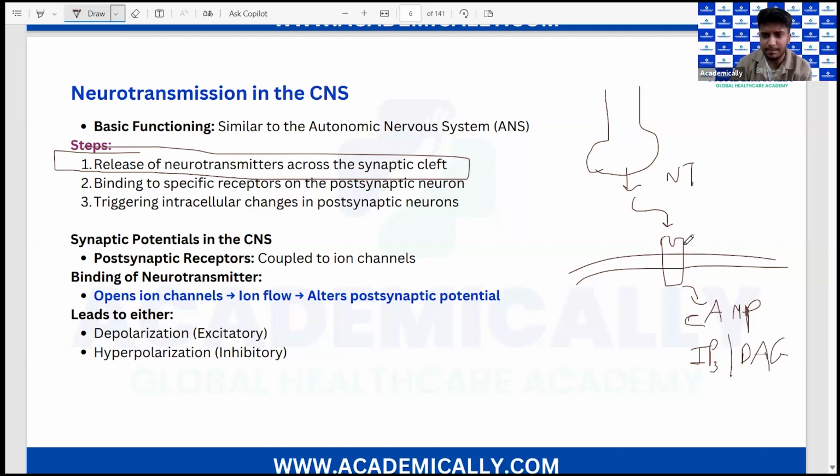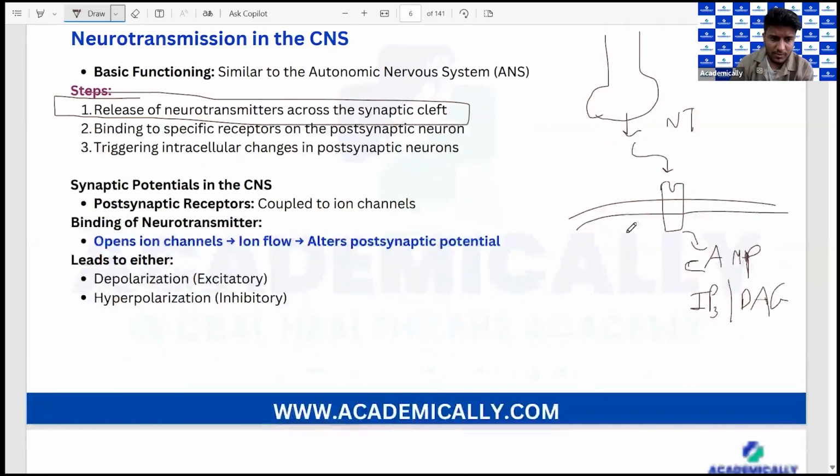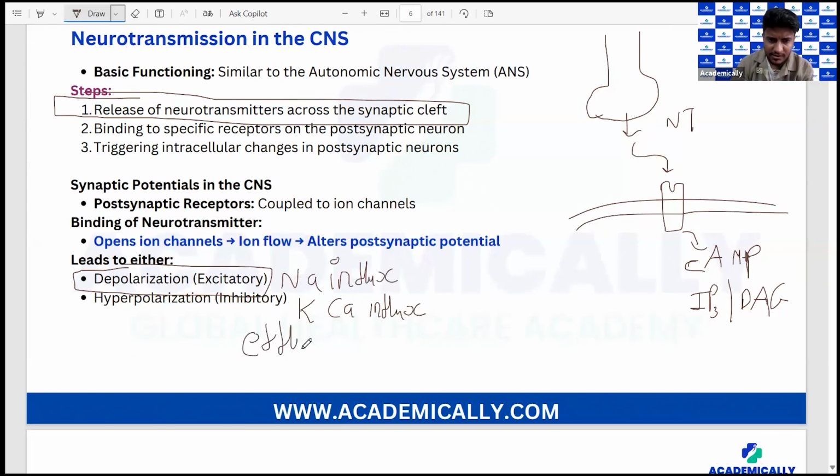So these are the 3 steps of basic neurotransmission, and you must know about this. There is depolarization because of sodium influx, and hyperpolarization because of calcium influx and potassium efflux. Influx of sodium, influx of calcium, and efflux of potassium. These are the 3 major ions that play a role in depolarization, repolarization, and hyperpolarization.